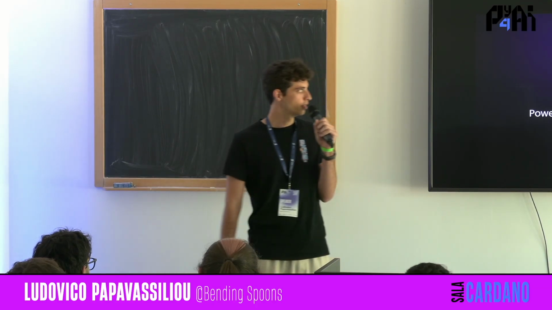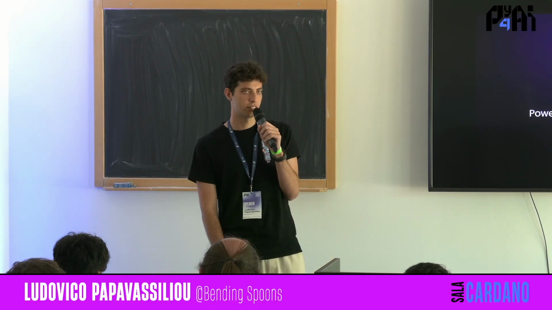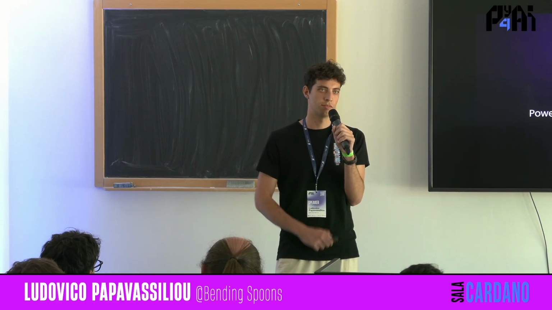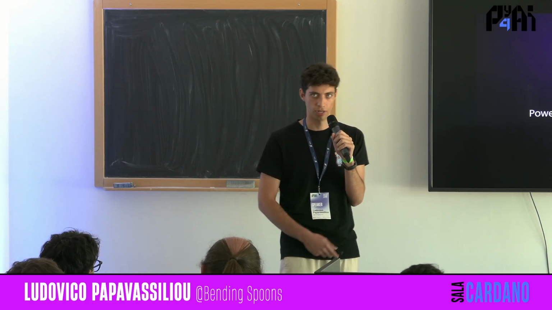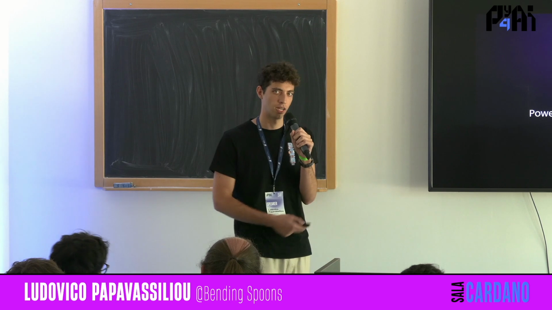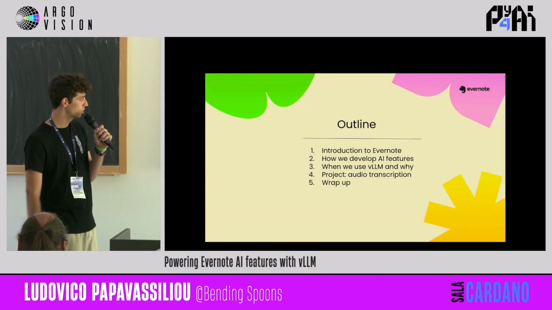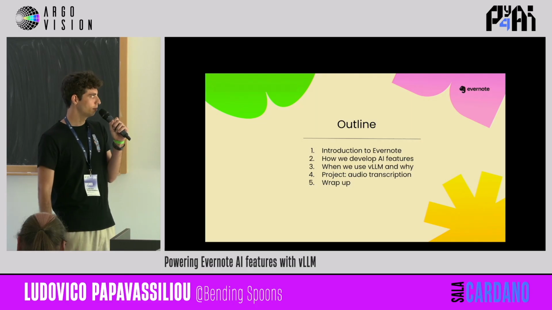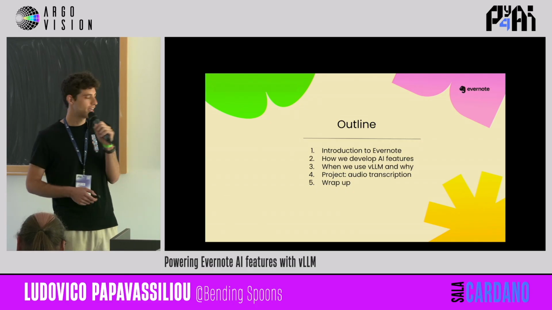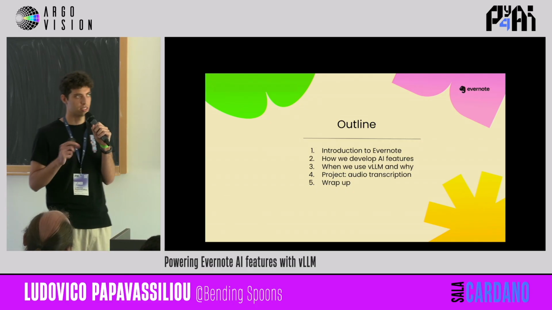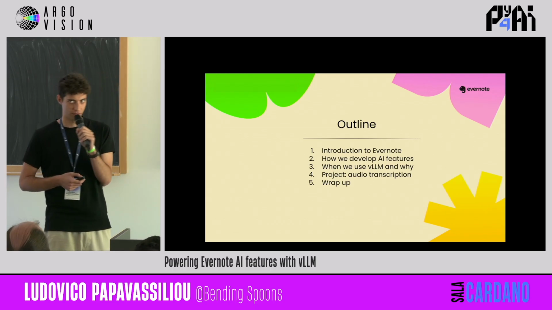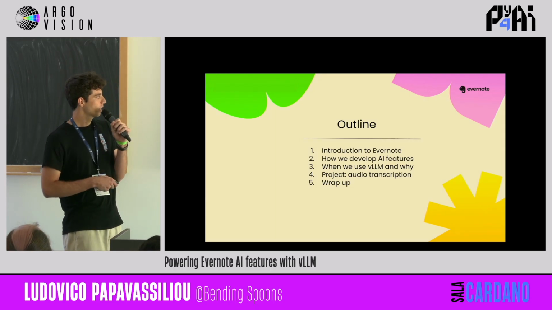And the second is vLLM and inference servers in general, how we rely on them to self-host models and release features that work at scale for very popular applications like this one. So I'm going to start by introducing you to the app. Then I'm going to talk about a couple of AI features we developed and when we decided to use vLLM for them and when we decided not to go for vLLM and why.